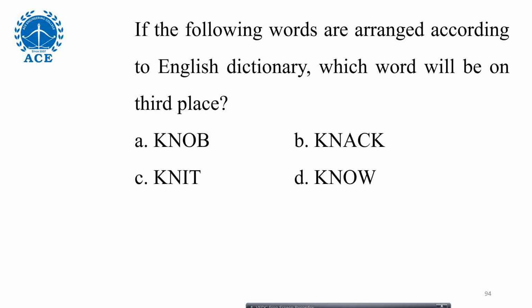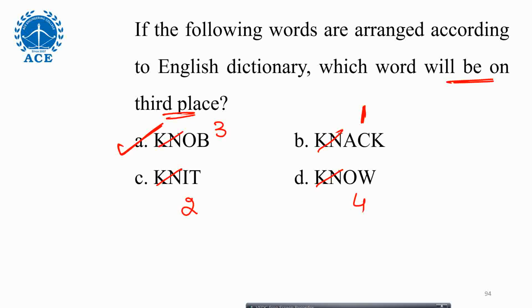And here, dictionary order. As per the dictionary order, which will come on third place? Put these options in dictionary order, which will come third place, which will be last, which will be first, like that they'll ask. All are starting with KN, remove that KN. This is first one, I is second one, OB is third one, OW is fourth one. They are asking third one. You have to put that in dictionary order.